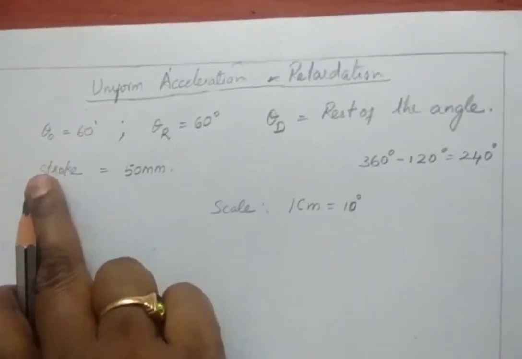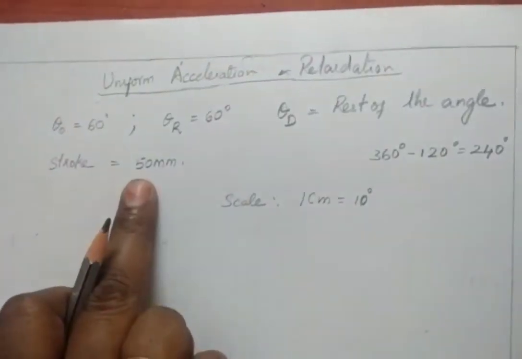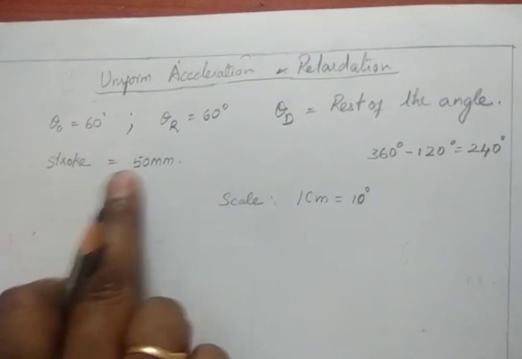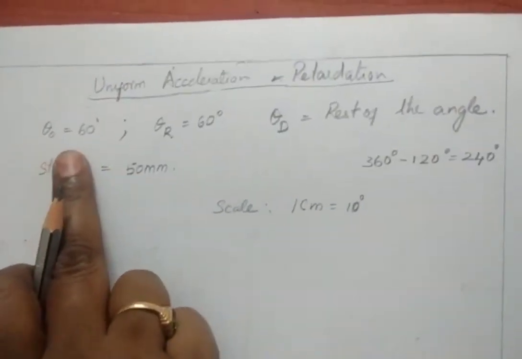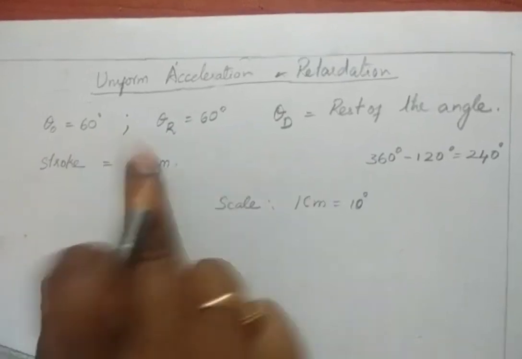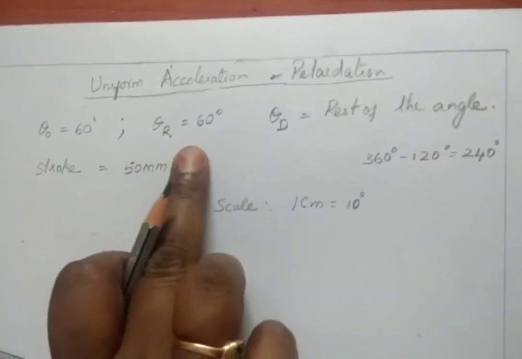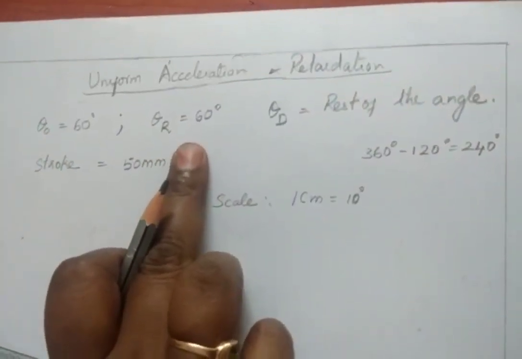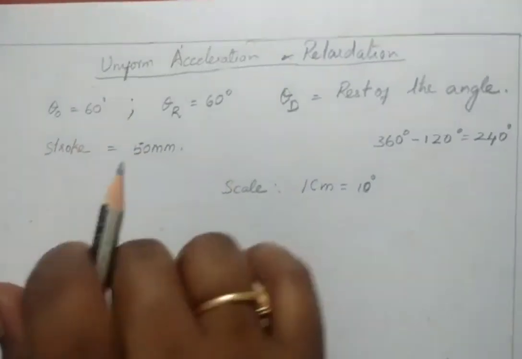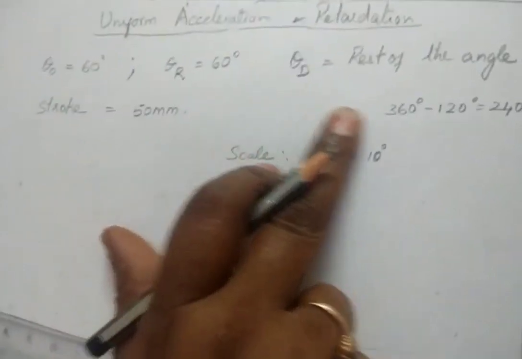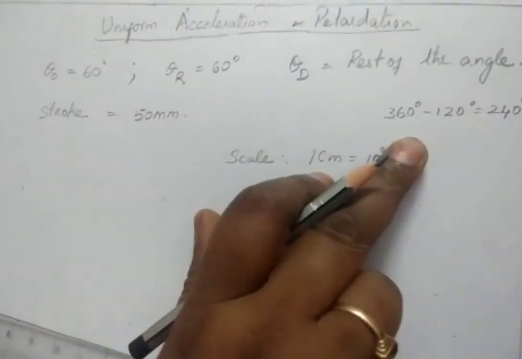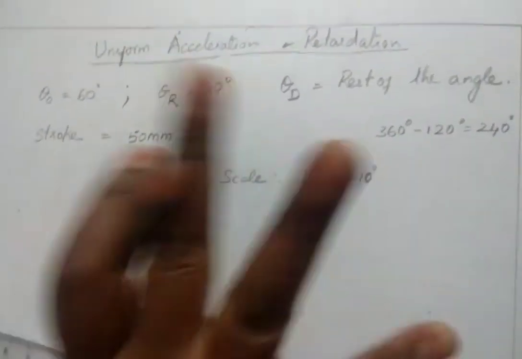So the follower is moving on the cam profile or cam surface continuously. It takes a lift of 50 mm, the stroke length given, for 60 degrees of cam rotation. Continuous with that 60 degrees of cam rotation, it takes the return stroke. That means the follower is moving down, and then it is in the rest position up to 240 degrees. That is the meaning of this particular data.